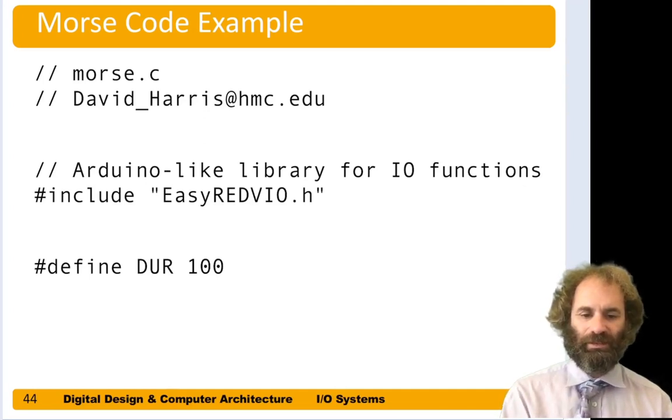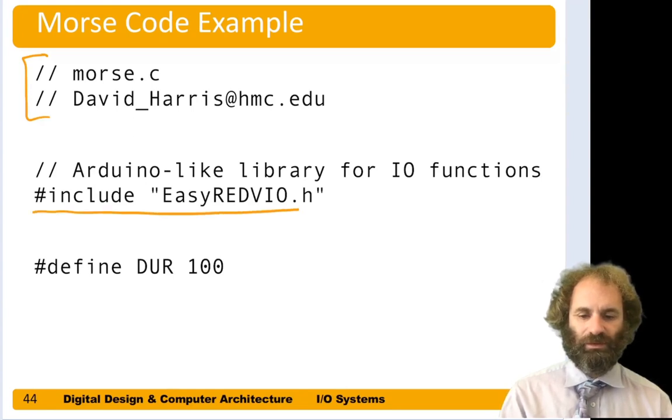So let's start out with our program name, author. We'll include EasyRed5IO.h, and let's define duration to be 100 milliseconds. That'll be our shortest interval of interest.